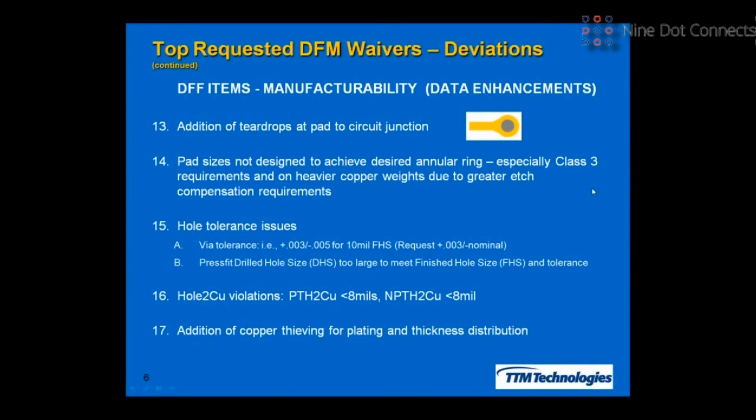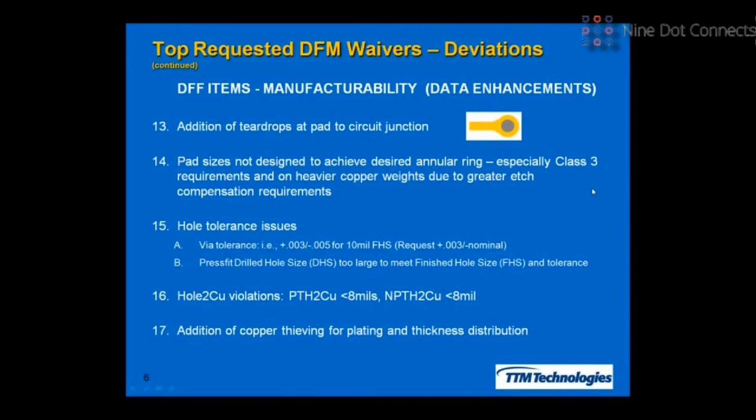Hole to copper violations, this is just in general. This is a 3D thing, so this is not like your DRC catching this. You're going to have to be looking at that hole going all the way down through each and every one of those layers, and can it meet the plated through hole to copper distance or the non-plated through hole to copper distance. Both of these are taken into consideration.